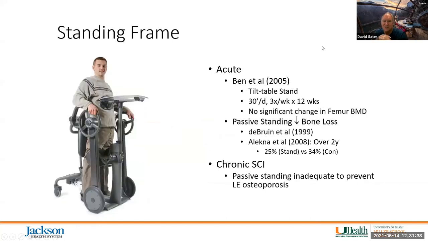We've seen data when we tried to do a standing frame. This is a passive standing process. Ben et al. in 2005 demonstrated no significant change in the femur bone mineral density. De Bruin and Alekna showed that they could reduce bone loss, but you're still going to lose bone.